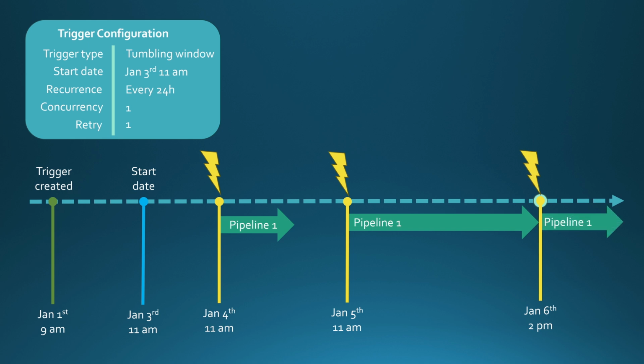As you can see, the tumbling window is a bit more difficult to configure and understand, but it will solve some issues that schedule triggers might have.